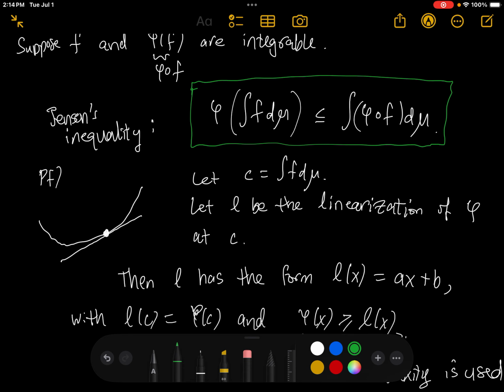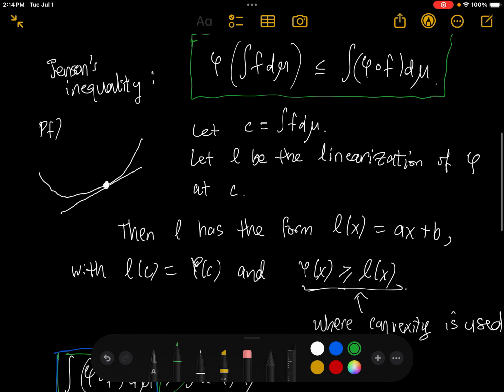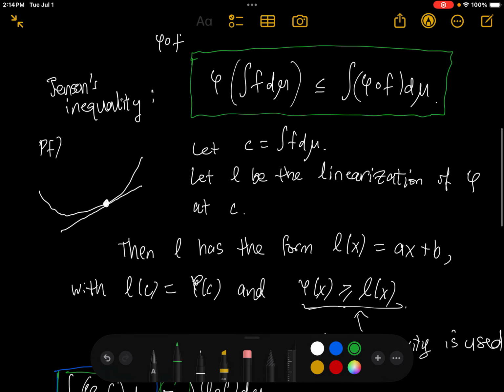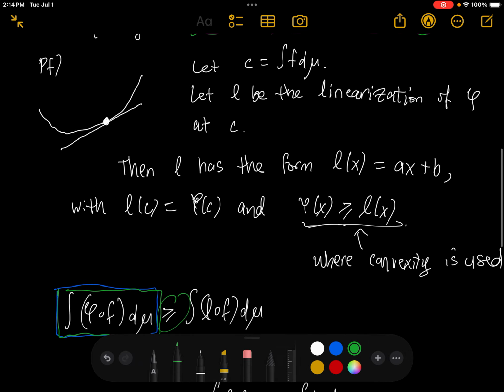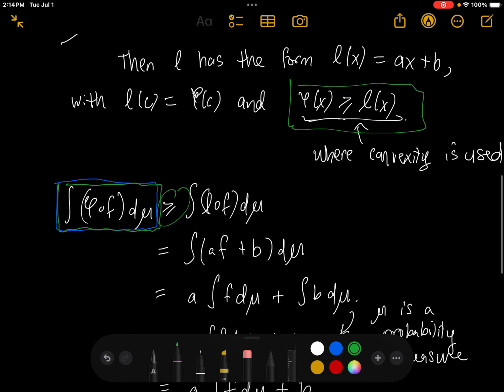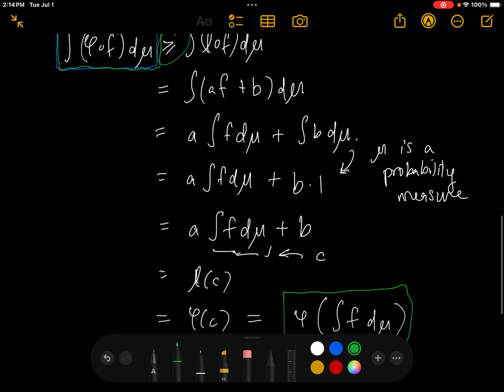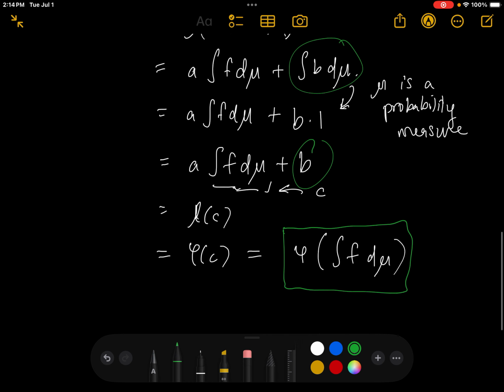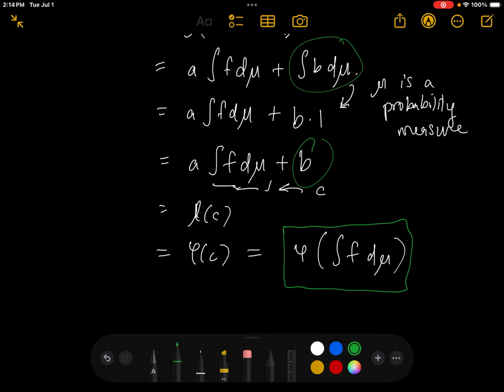And what you do is you just take the linearization at this number. Okay, you take the linearization, and then because you have this inequality here, you just apply it to the integral, and you have a probability measure, so this integral ends up being just b, and then you get the result.